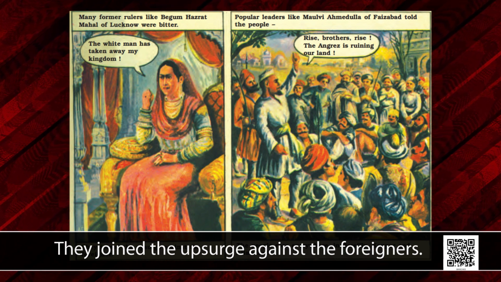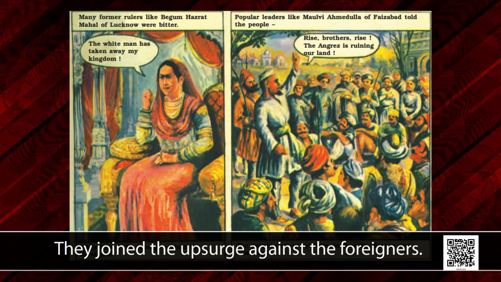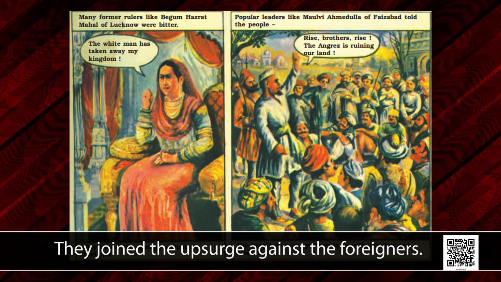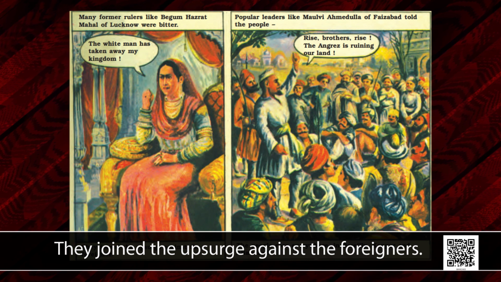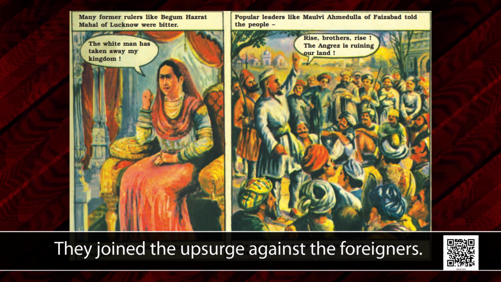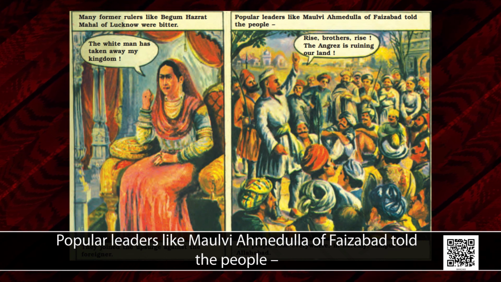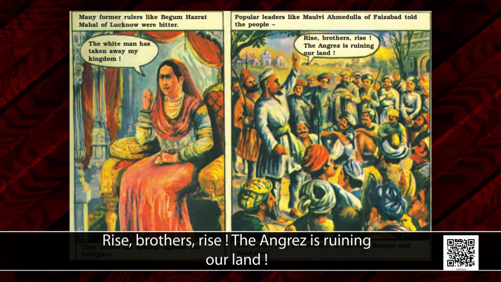Rani Lakshmi Bai of Jhansi also joined because her kingdom was being taken away from her under the doctrine of lapse. Because her son was adopted, the British wanted to annex her kingdom. They wanted to annex the kingdoms of a large number of other rulers as well. So popular leaders like Maulvi Ahmadullah of Faizabad told the people, "Rise, brothers, rise. The Angrez is ruining our land."